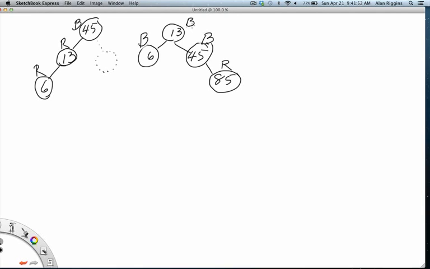All right, now I want to insert a 75. So I'm going to insert a 75 here. It's red, it's a new insertion, and we have a red violation. Since we have a red violation, we now have to look at the aunt and see whether it's red or black. This is the child, the 85 is the parent, the 45 is the grandparent. If there were an aunt, it would be here, but there isn't one, it's black, therefore we have rotation.